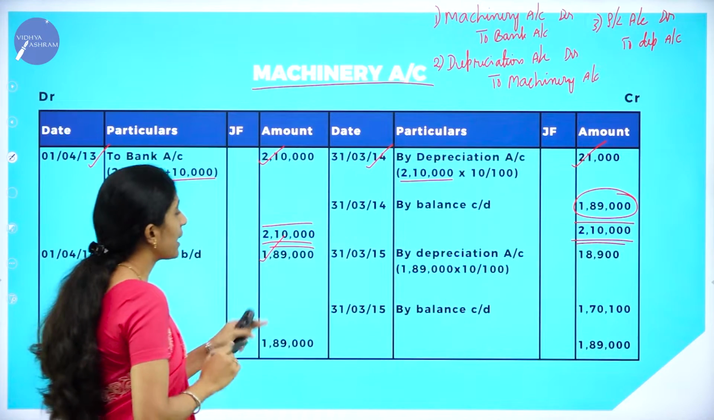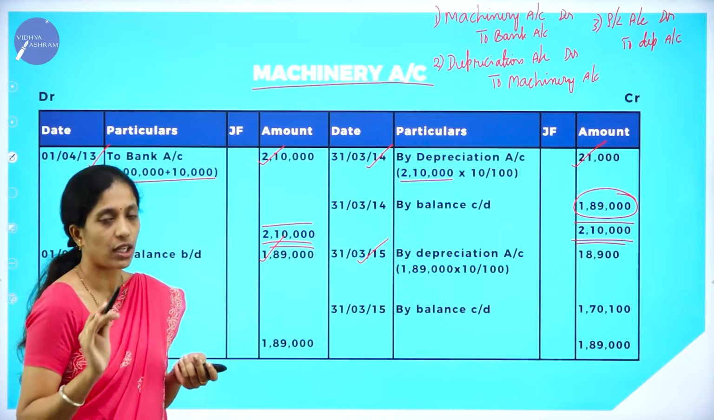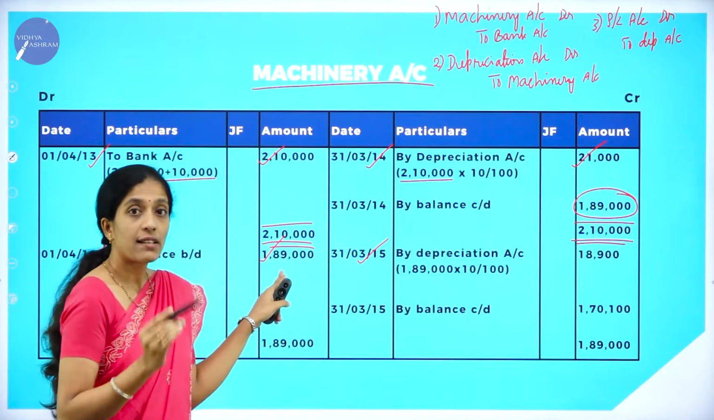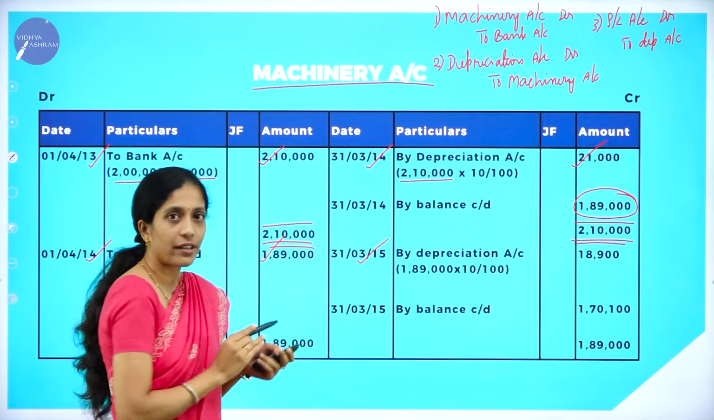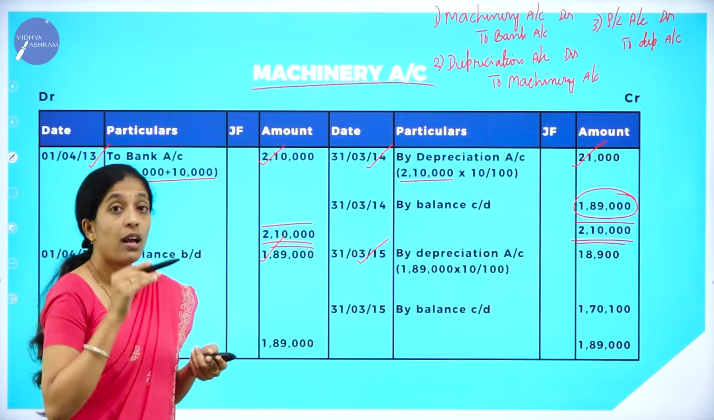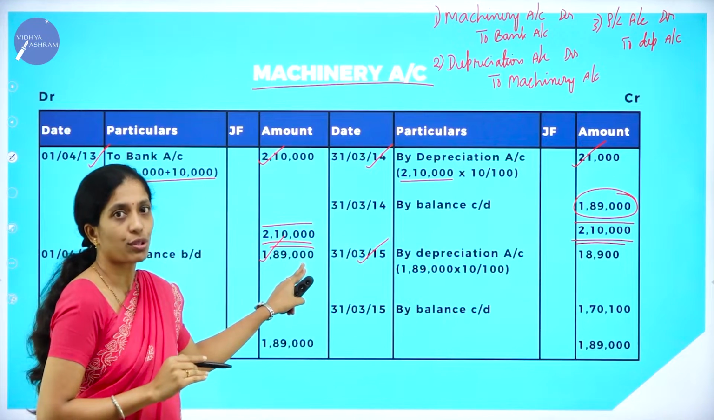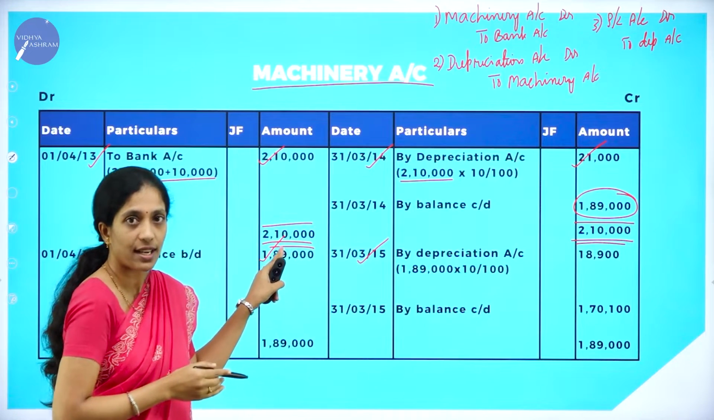Okay. So second year, 31st-3/2015, we have to charge the depreciation, correct? So by depreciation account. Now remember, in the straight line method what we used to do, we calculated on the original cost in the second year also. But under the written down value method, we are going to calculate on this reduced value, that is 1 lakh 89,000.